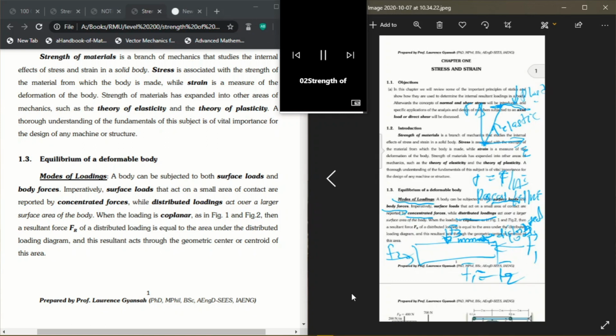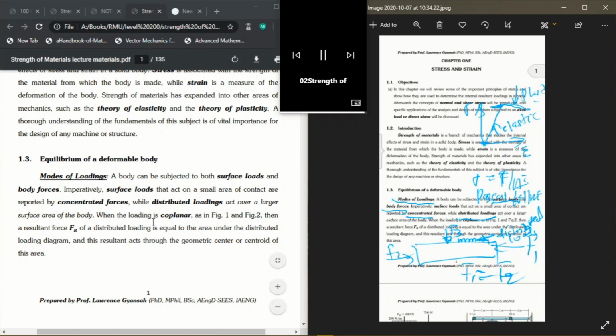Surface loads are divided into two: concentrated forces and distributed loadings.